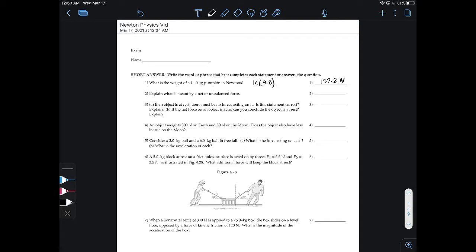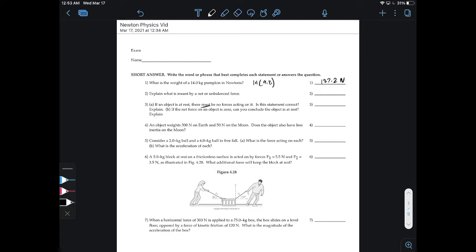Now, if an object is at rest, there are no forces acting on it. Is this statement correct? No, that would not be correct. I mean, it could be true, but the use of "must" makes it incorrect. If forces are balanced, then the object can still be at rest. And so for part B, if the net force on the object is 0, can you conclude that the object is at rest?